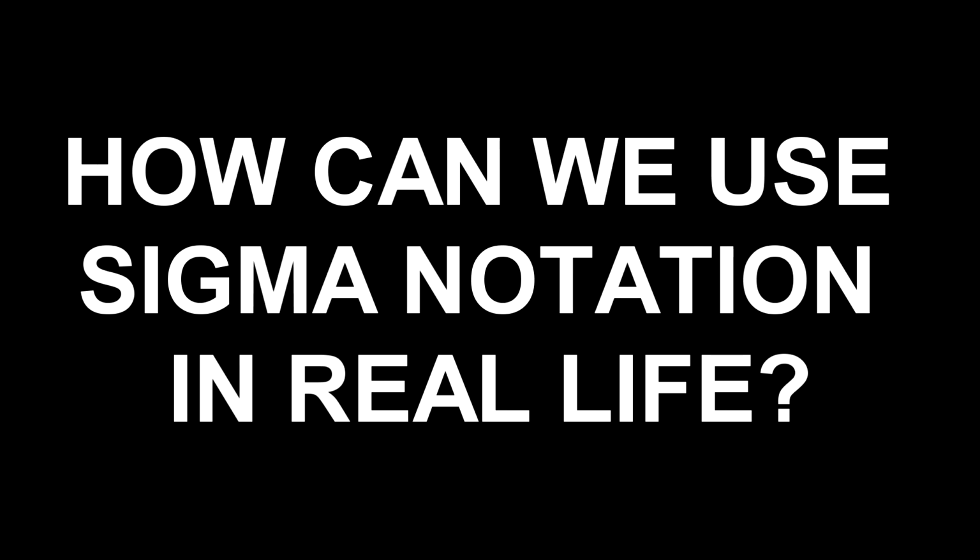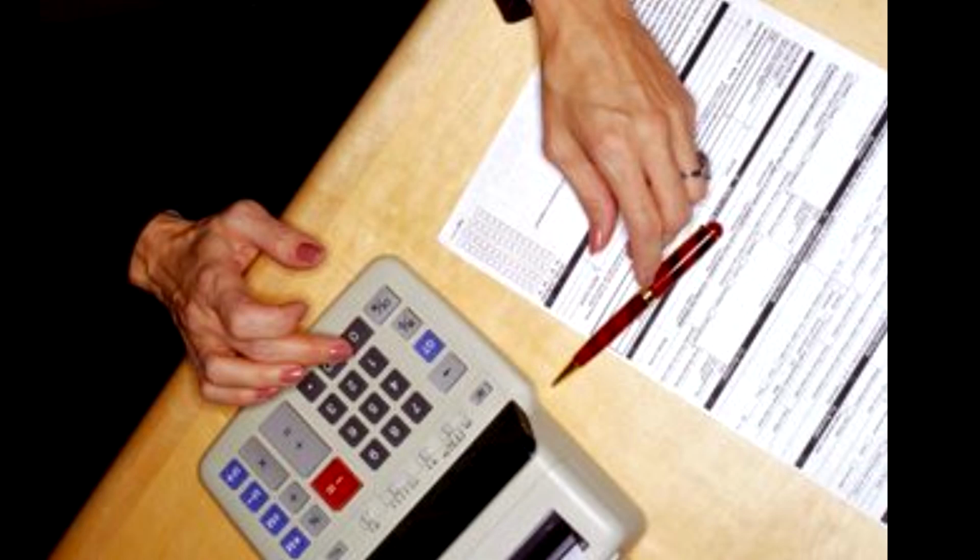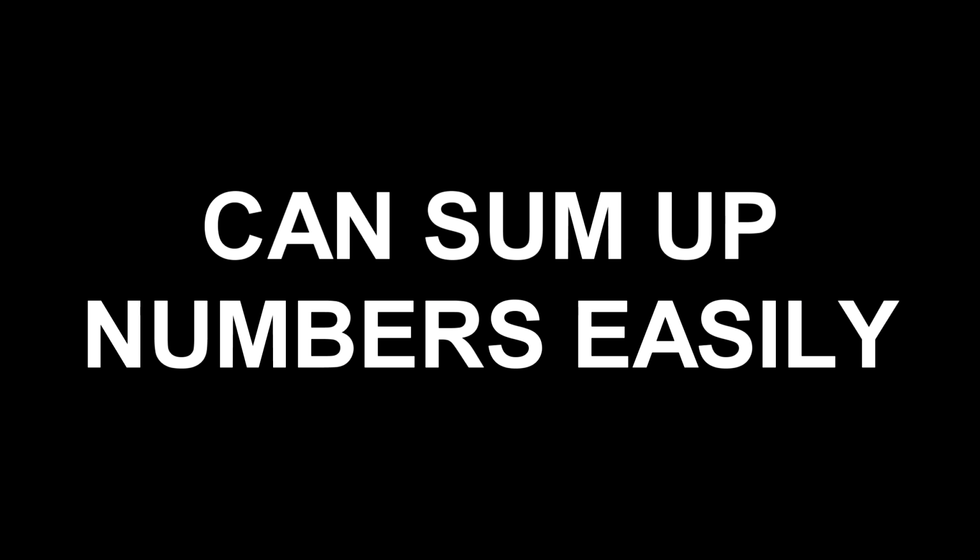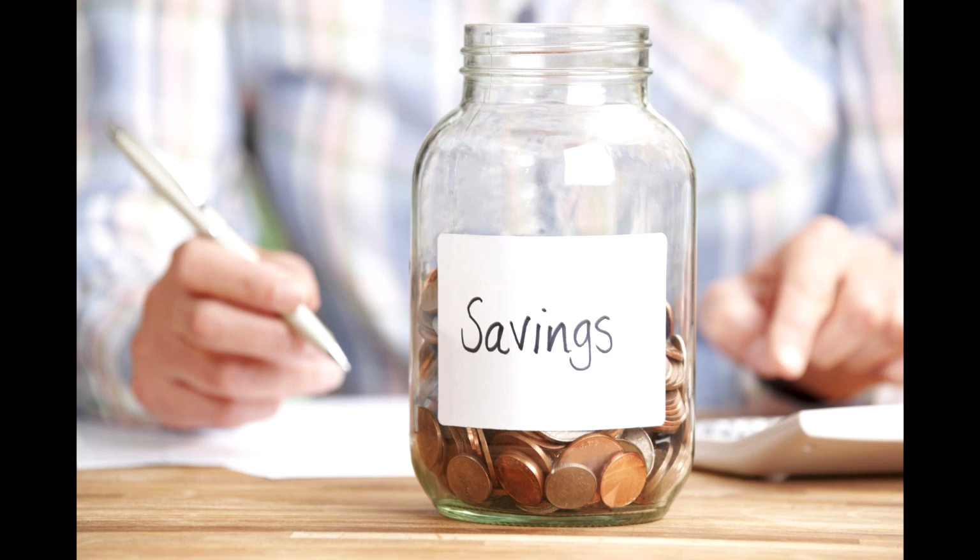How can we use sigma notation in real life? Sigma notation can be used by getting the sum, especially for an accountant. Also, sigma notation can sum up numbers easily and takes a shorter time compared to doing it one by one. It can be used to predict savings and know a certain sum.